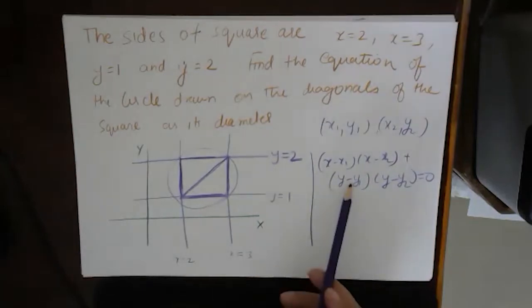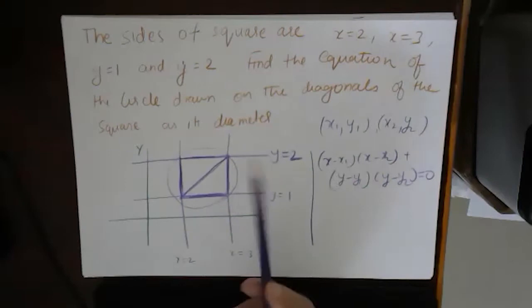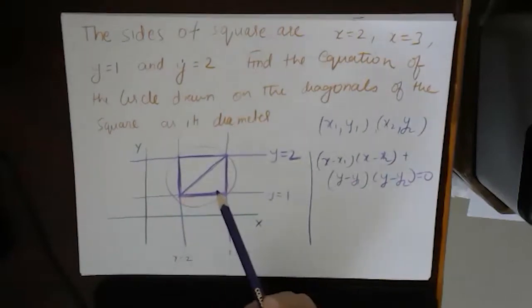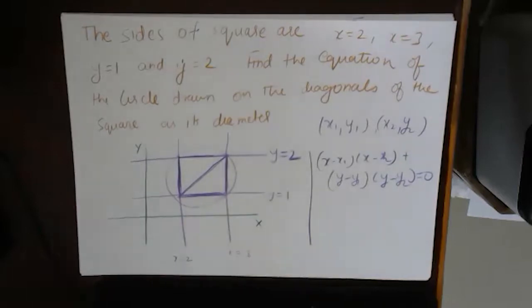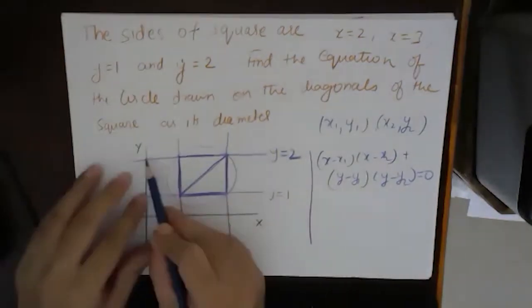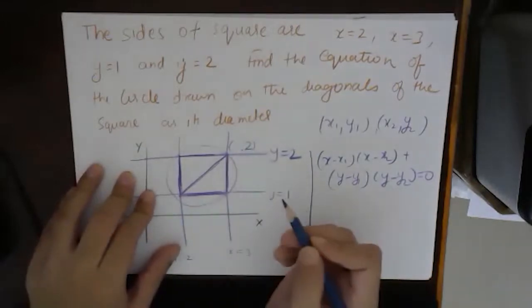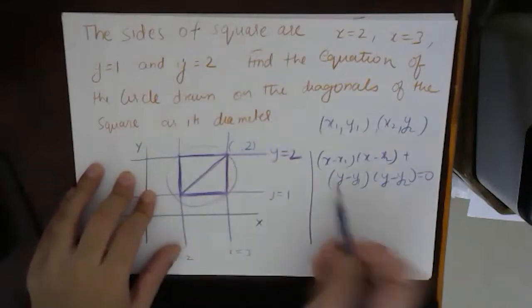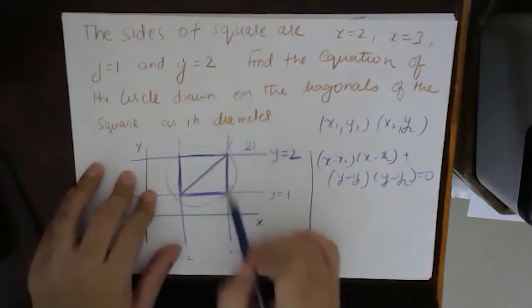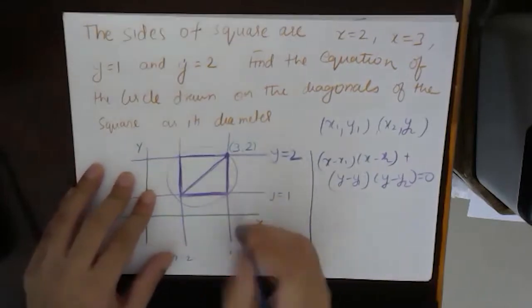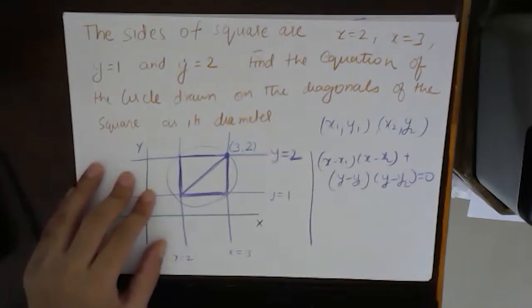This will be the equation of the circle if the extremes of the diameter are known to us. So what we'll do is find the extremes of the diameter. This is the line y equals 2, so any point on this line will have y coordinate 2, and this line is x equals 3, so any point on this line will have x coordinate 3. That means one of the extreme points is (3, 2).